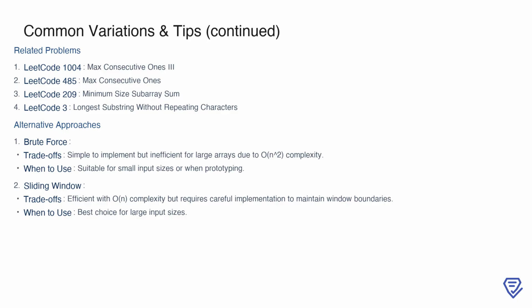Now, when it comes to alternative approaches, brute force is the simplest to implement, but it's highly inefficient for large arrays due to its n² complexity. This approach may be suitable for small input sizes or when you're initially prototyping a solution. On the other hand, the sliding window approach is much more efficient, offering O(n) complexity. However, it does require careful implementation to ensure the window boundaries are managed correctly, which can add a layer of complexity to debugging. Sliding window is generally the best choice for large input sizes, making it a key technique to master.